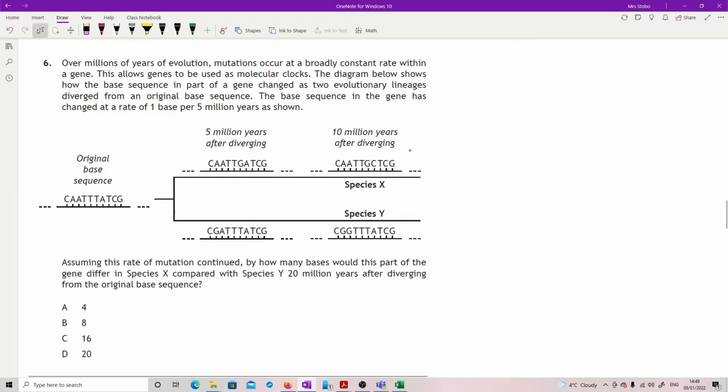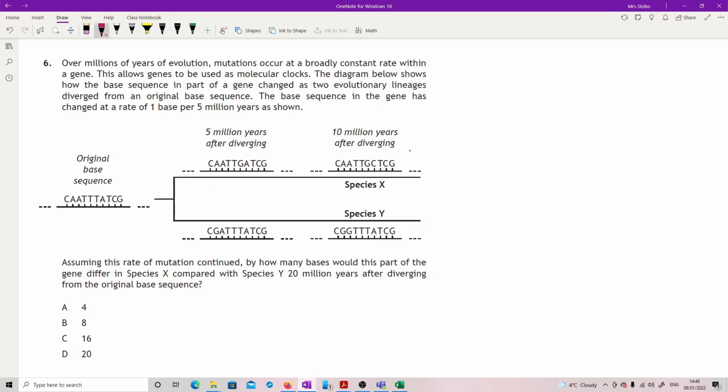Okay, question 6. Over millions of years of evolution, mutations occur at a broadly constant rate within a gene. So this is a molecular clock. This allows genes to be used as molecular clocks. The diagram below shows how the base sequence in part of a gene changed as two evolutionary lineages diverged from an original base sequence. The base sequence in the gene has changed at a rate of one base per 5 million years. Assume this rate of mutation continues. By how many bases would this part of the gene differ if species X is compared with species Y 20 million years after diverging from the original sequence?